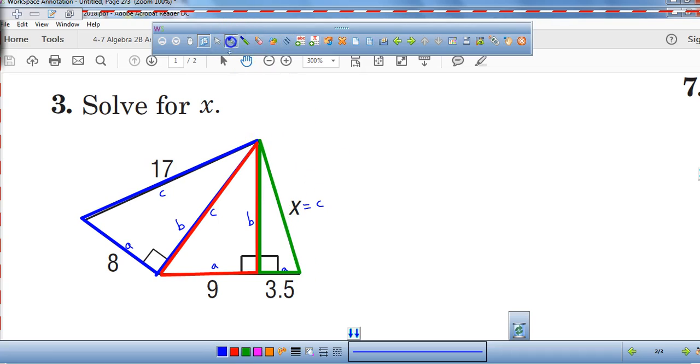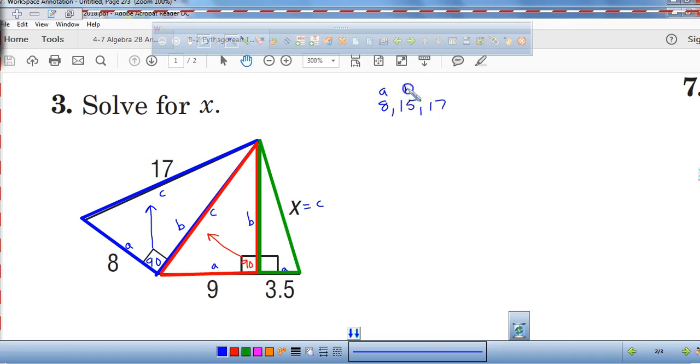Because while this right here is side B in the blue triangle, it is side C in the red triangle, because this is the hypotenuse. Anything that's across from a 90-degree angle is considered to be the hypotenuse. Just like right here, this is the 90-degree angle, which means that side 17 is the hypotenuse. Now, one of the most common Pythagorean triples is the 8, 15, 17 triangle.